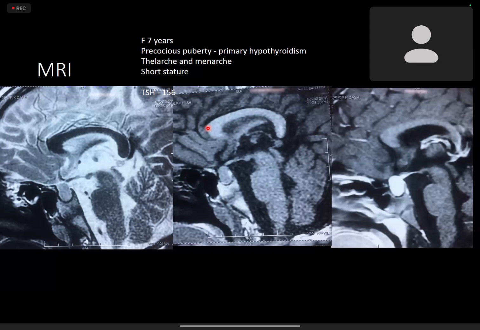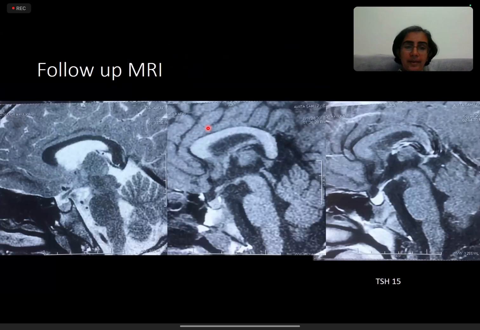There doesn't appear to be compression of the optic chiasma, and it is showing avid enhancement on post-contrast sequences. Given the age of the child, and there's no significant widening of the sella turcica, I would think of a pituitary macroadenoma or a pituitary hyperplasia. Pituitary macroadenoma or hyperplasia. So this is a follow-up MRI. TSH also normalized with treatment and follow-up MRI. Can you please describe the findings? Sure.